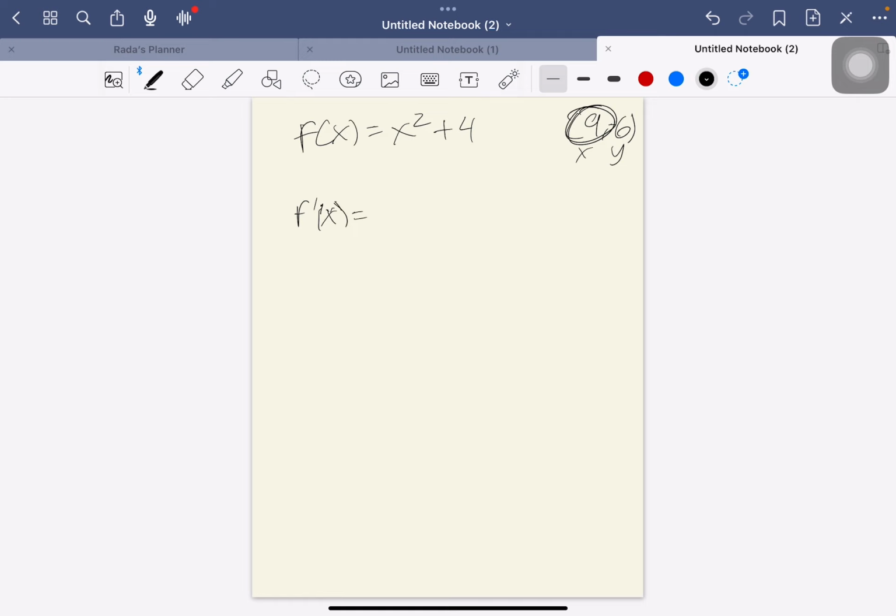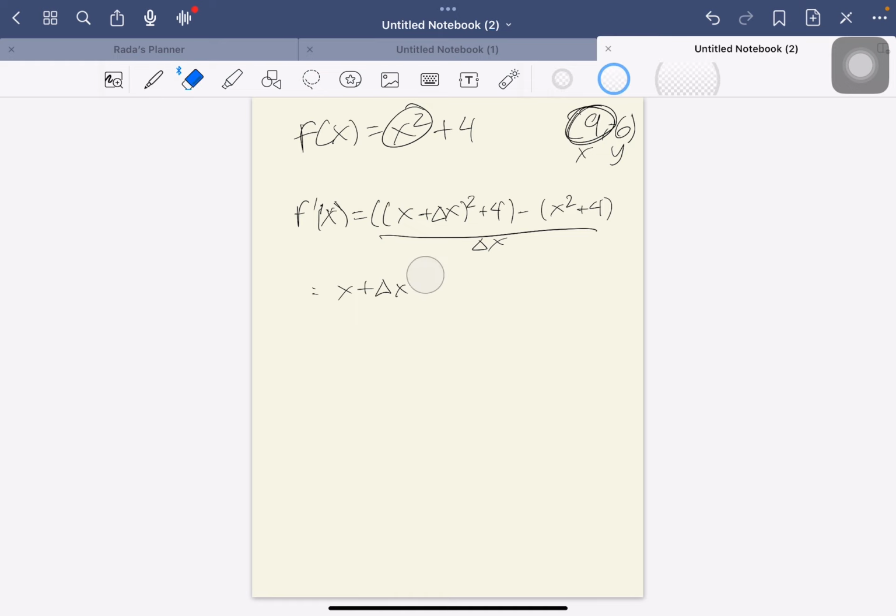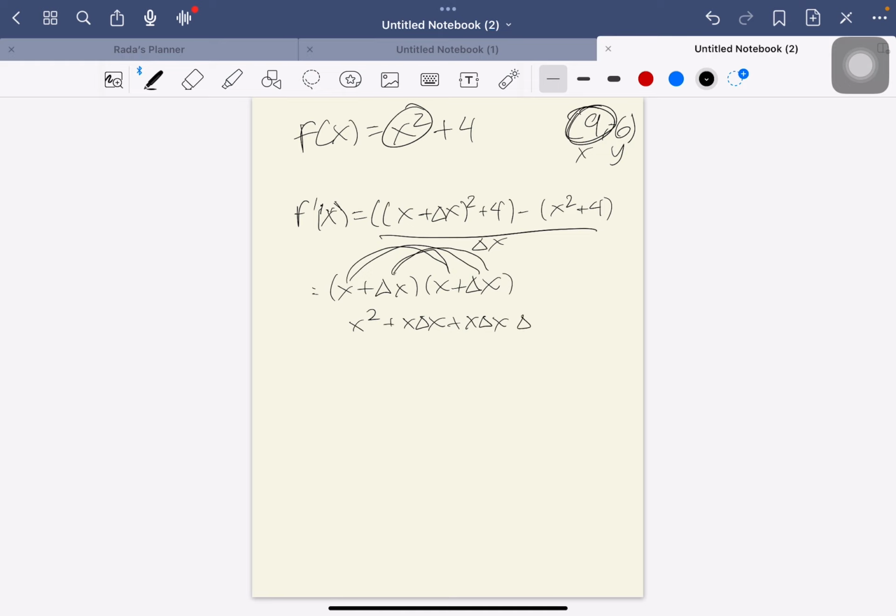F of x equals, all of the x's will become x plus delta x, just like in the slope of a tangent. So the formula will become x plus delta x squared plus 4 minus x squared plus 4 over delta x. Okay, so x plus delta x squared is x plus delta x times x plus delta x because of the squared. So x times x is x squared, x times delta x is x delta x, plus x times delta x is x delta x, then delta x times delta x is delta x squared.